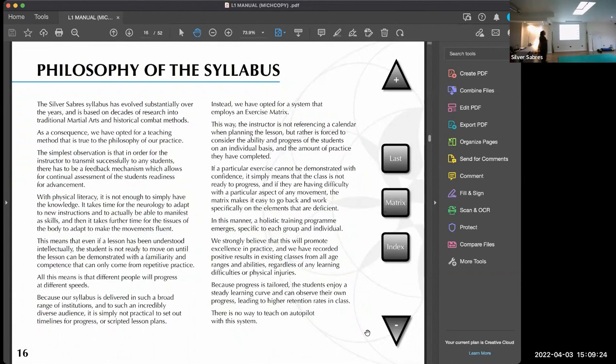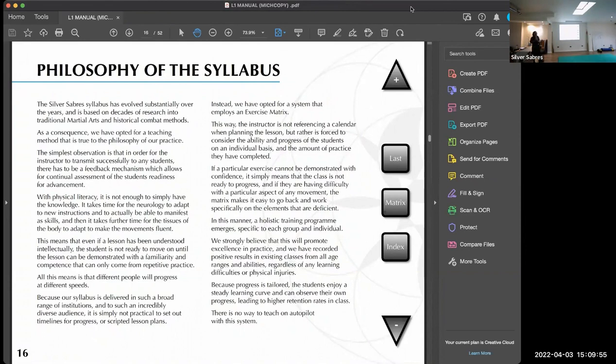We strongly believe that this will promote excellence in practice, and we have recorded positive results in existing classes from all age ranges and abilities, regardless of any learning difficulties or physical injuries. The only thing that really changes is the duration that people individually spend in each exercise. It's obviously going to take longer if you have trouble with something, and if you're a natural with something, you might be through it in one lesson.